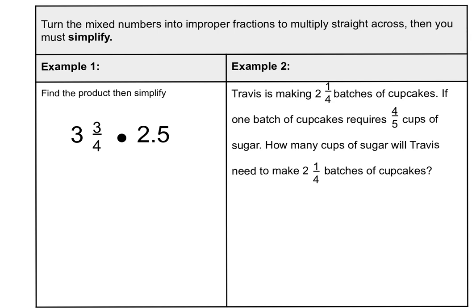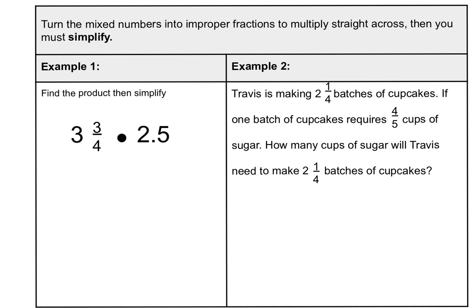All right, we should be looking at this part of the notes, which is the bottom of the front page. And we're going to be looking at example number 1 first. It says, find the product, then simplify. We have a mixed number times a decimal, and we want to turn the mixed number into a decimal. That way we can multiply both numbers easily.